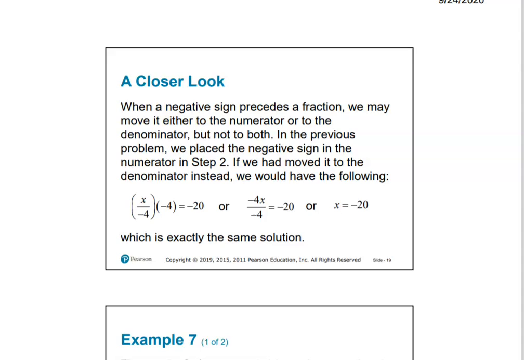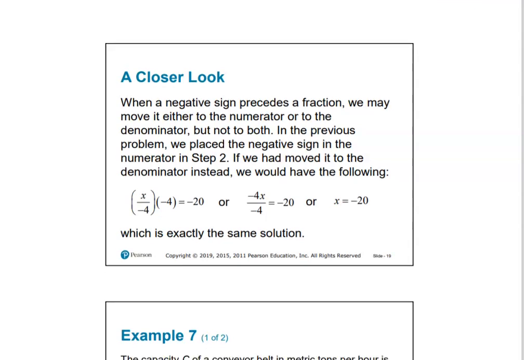When a negative sign precedes a fraction, we may move it either to the numerator or denominator, but not to both. In the previous problem, we placed the negative sign in the numerator, and when I worked it, I put it in the denominator. It's just another way to do it, whichever way you feel more comfortable. But this is basically saying you cannot put a negative on the top and the bottom. That wouldn't make it true if there was just one negative there.